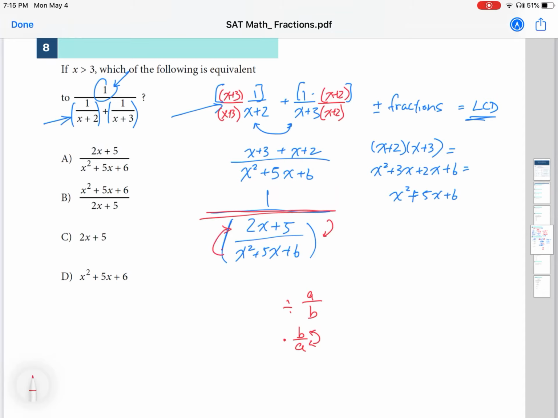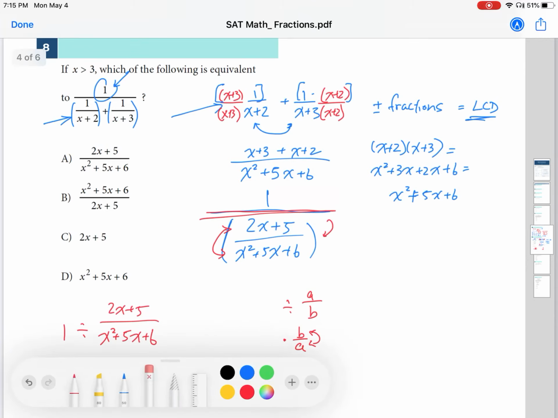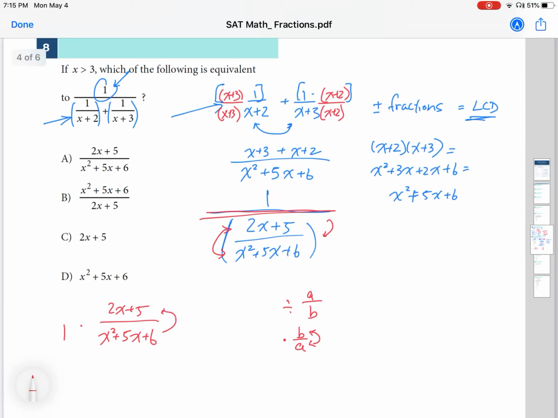Because it's going to be 1 divided by a fraction, I can go ahead and change that division to multiplication, and then just flip it. So my final answer will be x squared plus 5x plus 6 all over 2x plus 5. Answer choice B again.